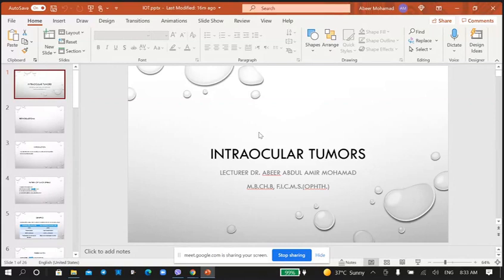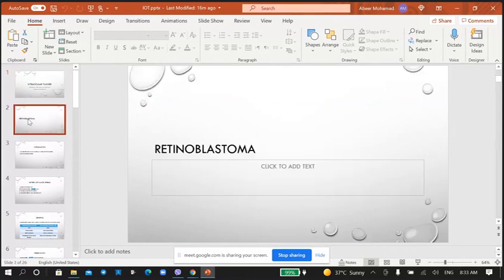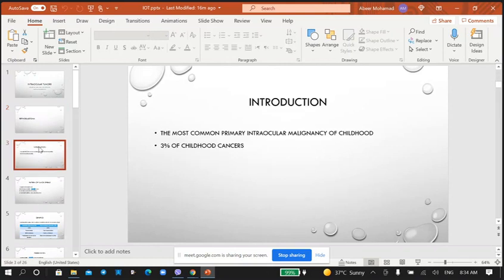Ocular tumors. Two important ocular tumors: retinoblastoma and malignant melanoma of the eye. Okay? We will start with retinoblastoma, which is the most common primary intraocular malignancy of childhood and accounts for about 3% of all childhood cancers. Even so, it is rare, occurring in about 1 in every 17,000 live births.